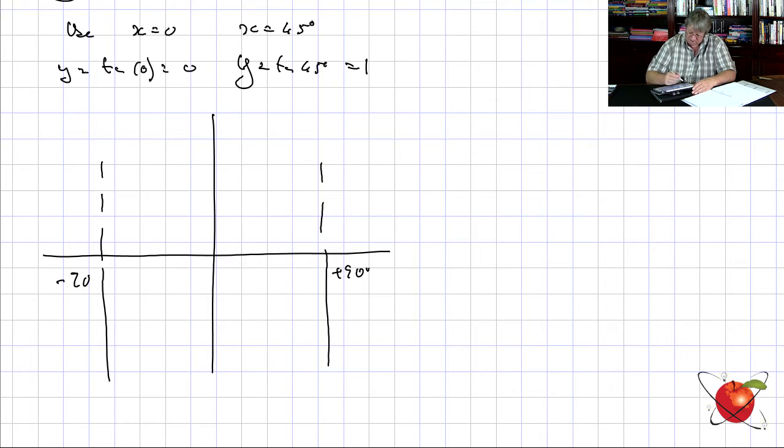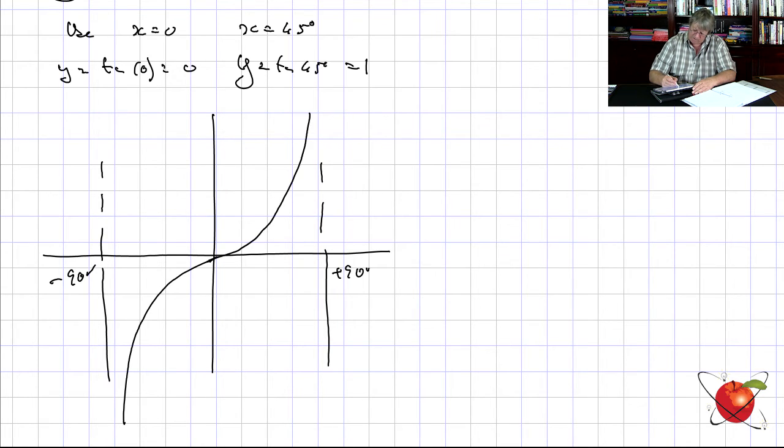Okay, that's minus 90. Okay, so I'm just going to draw it in here. And remember what it does. There's my points, so I know the shape. This is y is equal to tan x. Okay, so now let's put in this point. We say, okay, at 45 degrees we had 1, and at minus 45 we have minus 1.